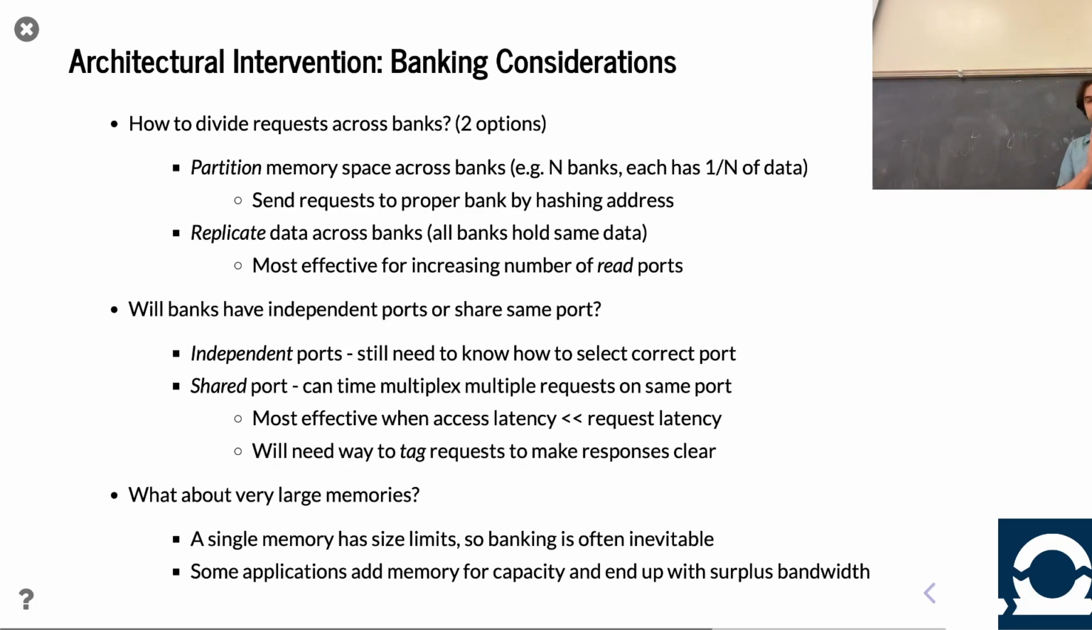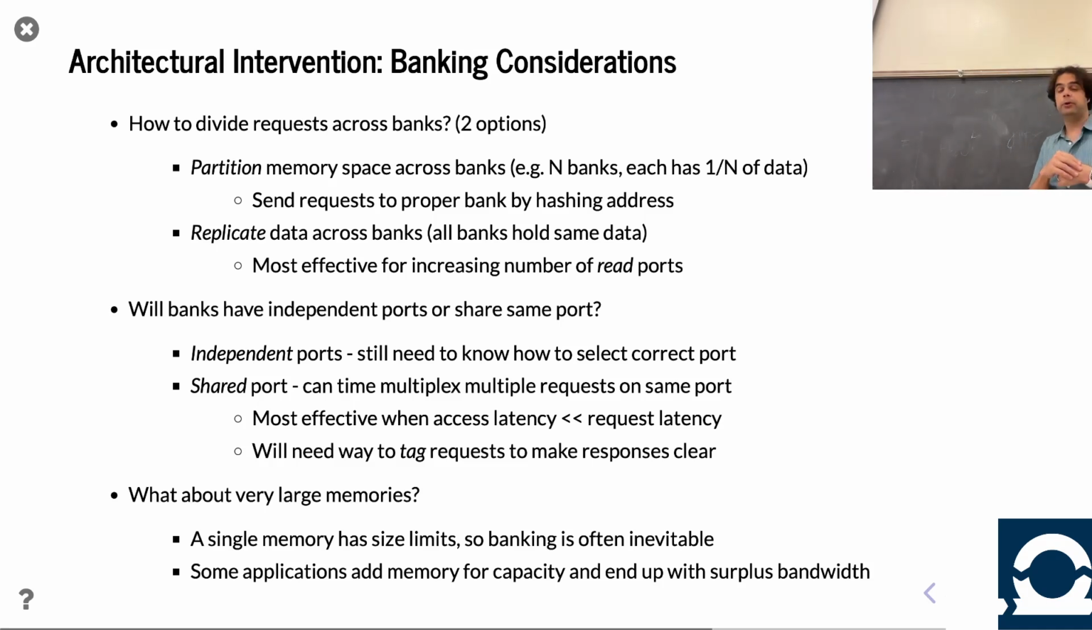Okay, so let's say we're spreading these requests across banks. How do we do this? Well, there's two ways to do it. Number one, you can just say, okay, for the memory I'm providing, each bank handles one nth of that data. As long as you have logic in there to figure out how to get the request to the right bank, and the requests for data are uniform across all the addresses, that way you're not overloading any one of those banks, that works out pretty well.